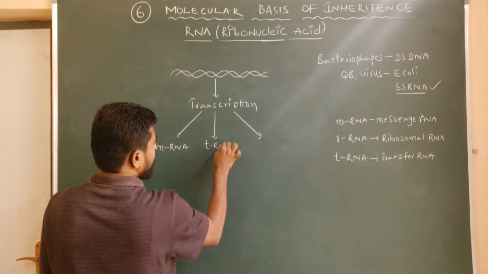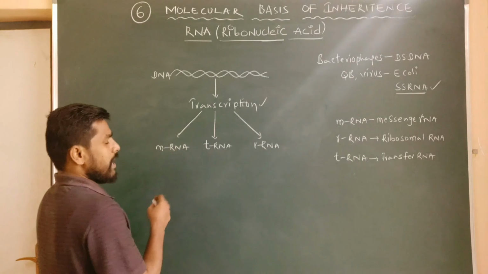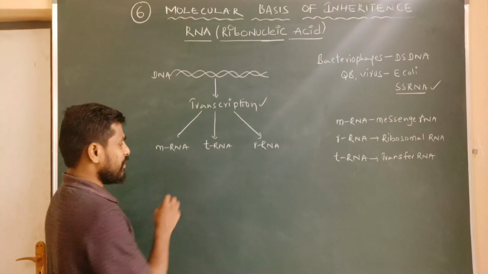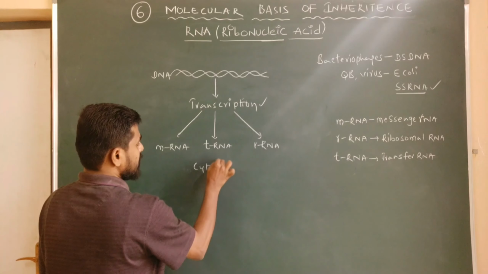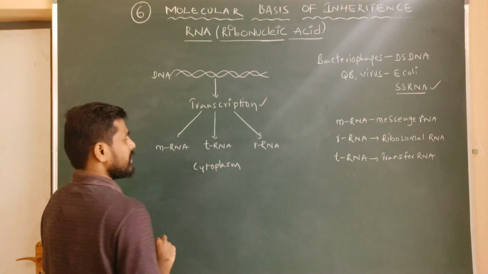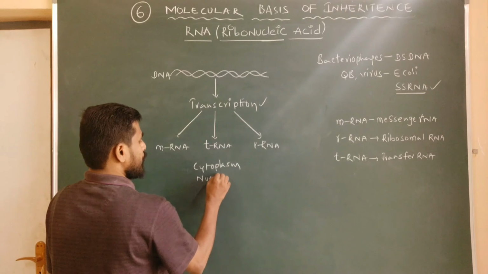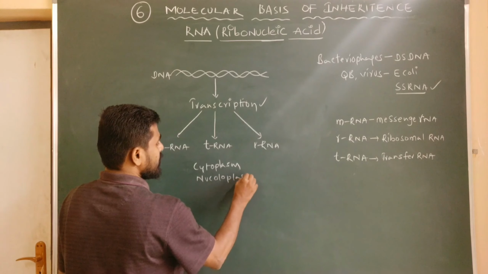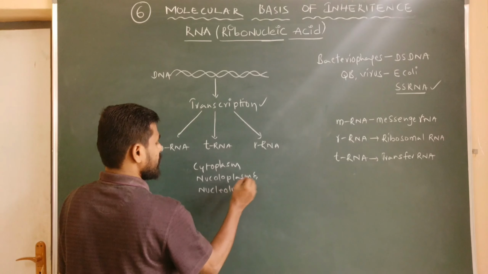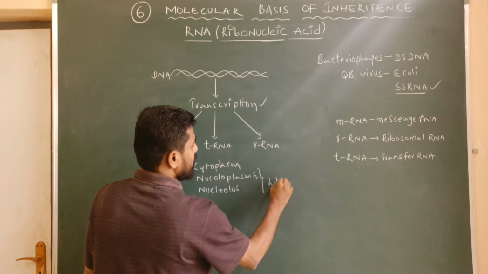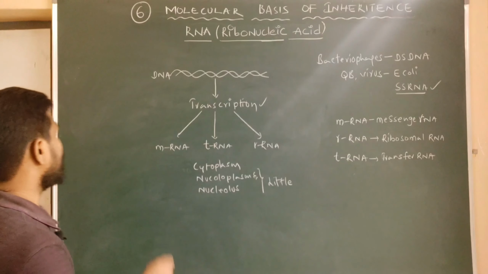mRNA, tRNA and rRNA. And these molecules are mainly found in the cytoplasm, and a little amount of these RNA molecules is found in the nucleoplasm and nucleolus. First, let us come to the structure of a tRNA molecule.